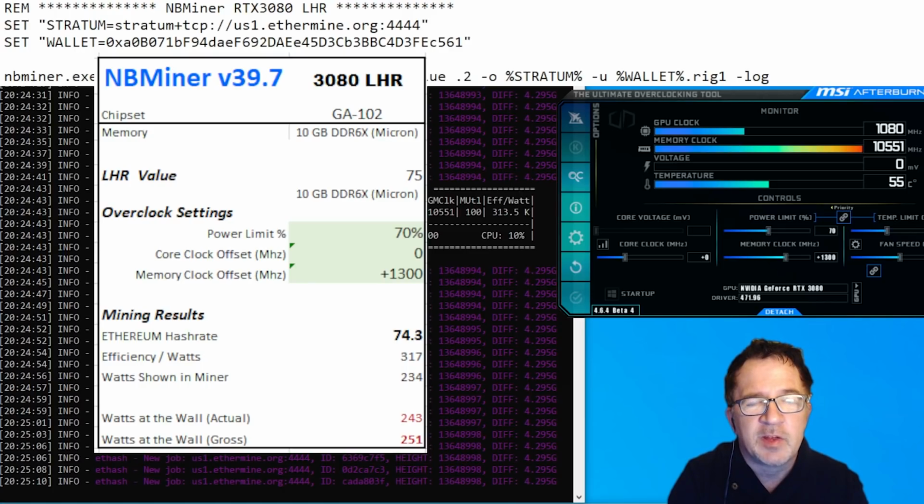My LHR value is 75, and I use a power limit of 70%, zero core clock, and +1300 on the memory clock. Let's get over to TRexMiner and see how that does.